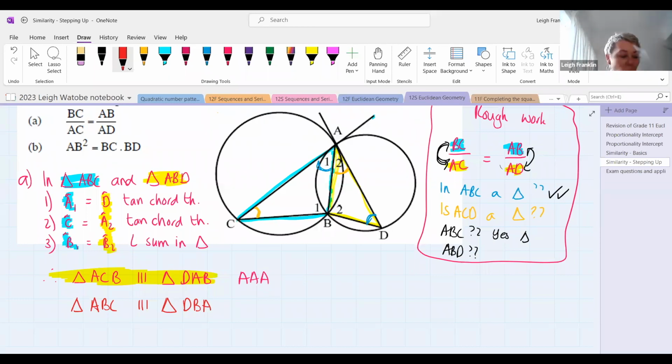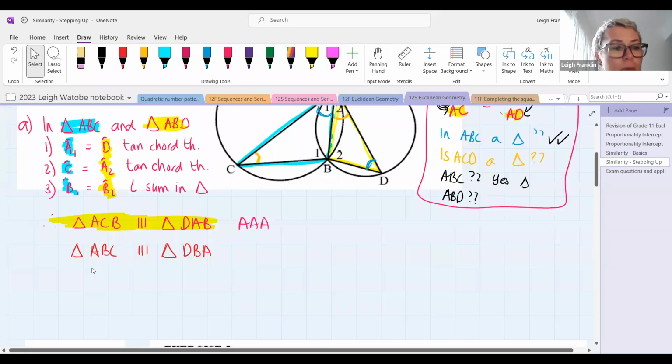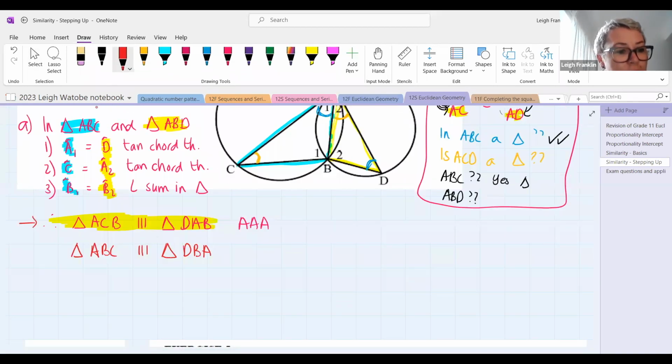Okay, so your angles have to match up. Angle A in the one triangle has to match up with the corresponding angle in the other triangle, the angle that is equal in size. Okay, so the order of the letters is very important. So now, irrespective of whether I write this line over here or that line over there, I'm going to get the same proportions because my order is correct.